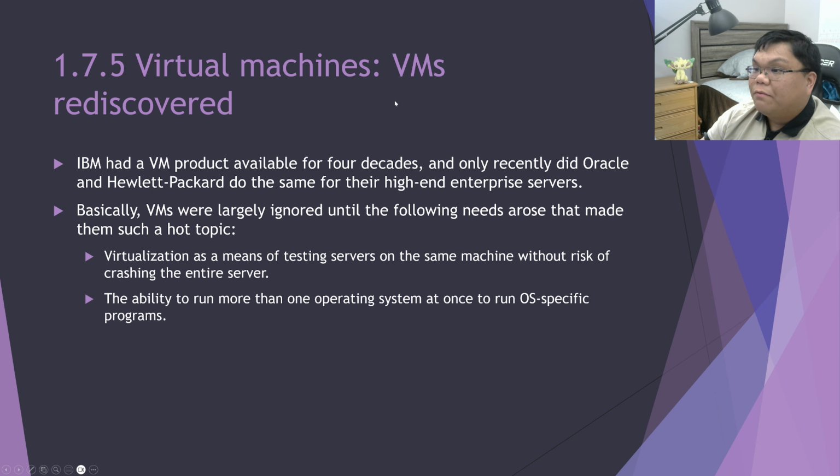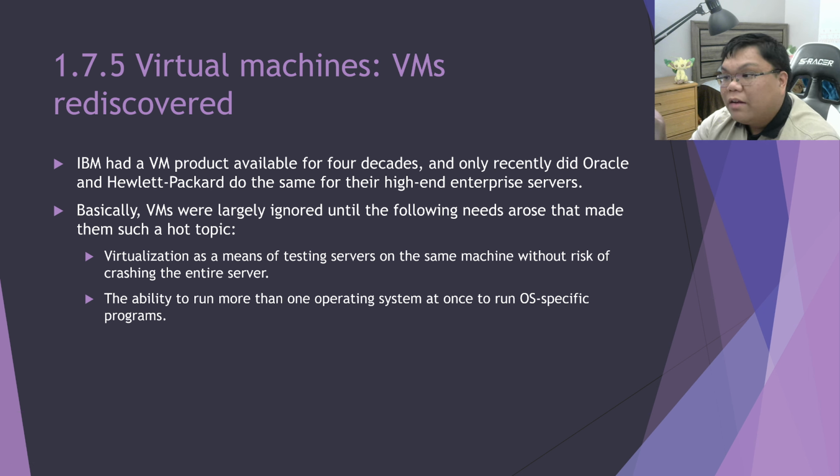So there's a section in the book on virtual machines rediscovered. IBM had a VM product available for 4 decades, and only recently did Oracle and Hewlett-Packard do something similar for their high-end and enterprise servers. Basically, VMs were a largely ignored topic until it became a hot topic because virtualization provided a means of testing servers on the same machine without crashing the entire server. It also gives us the ability to run more than one operating system at once.